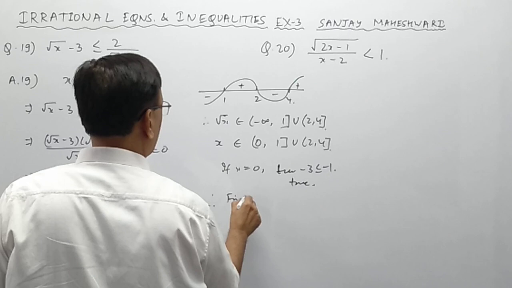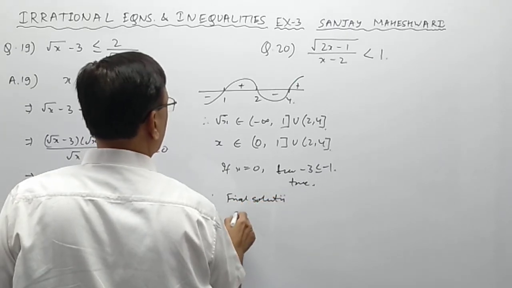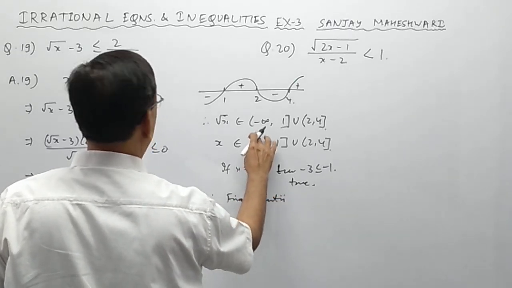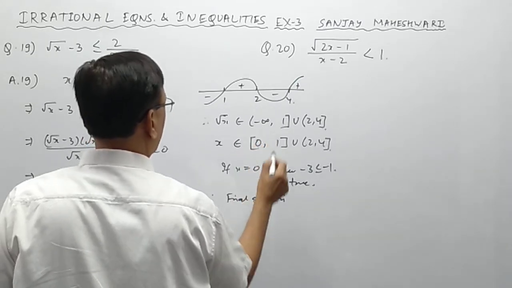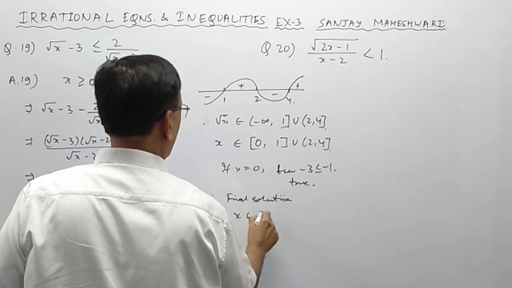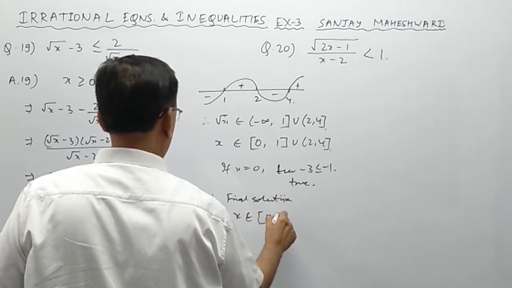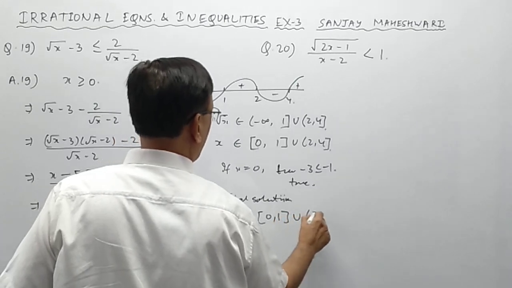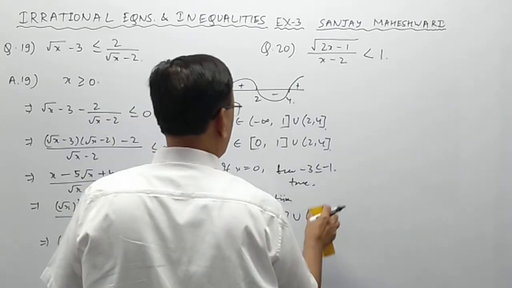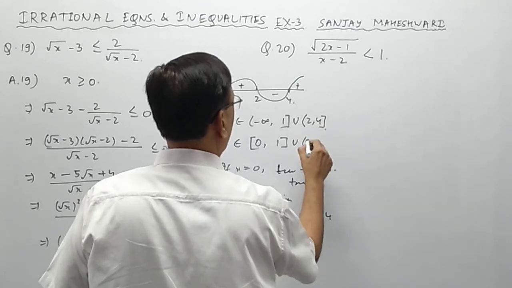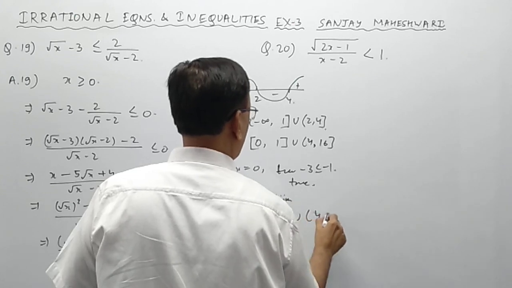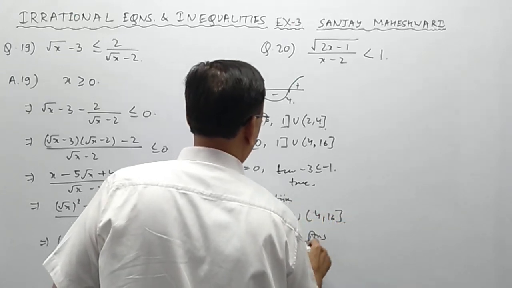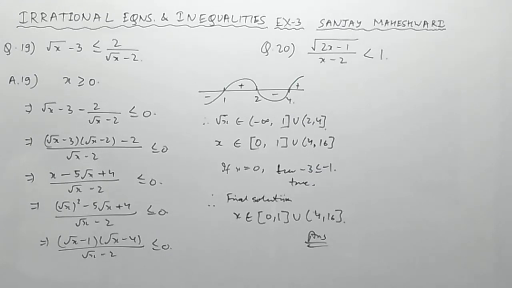Therefore, final solution, x belongs to 0 to 1 closed, 2 open to 4, 16, sorry, this will be 4 to 16, sorry for the mistake. This is the final answer: 0 to 1, union, open 4 to 16 closed.